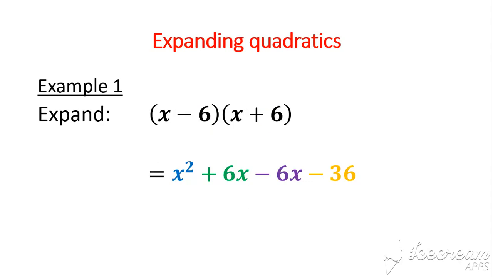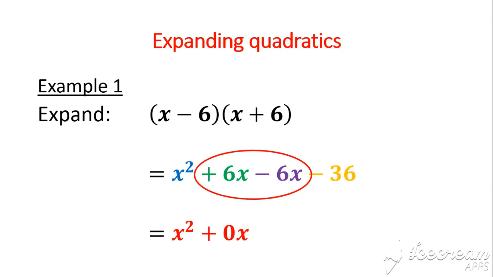Now we have to simplify. X squared is the only term with x squared in it. When we come to simplify the like terms in the middle, we have plus 6x minus 6x, so we basically have 6 minus 6, which is nothing. And then we have our minus 36. Now, you could write it like this, but there's no point in writing no x or 0x. It doesn't seem worthwhile, so we're going to simplify and write it as x squared minus 36.